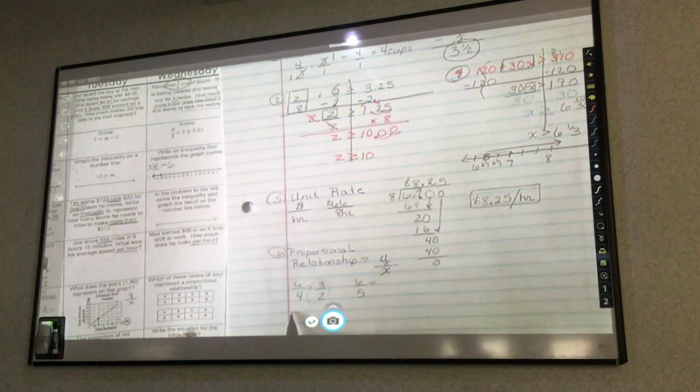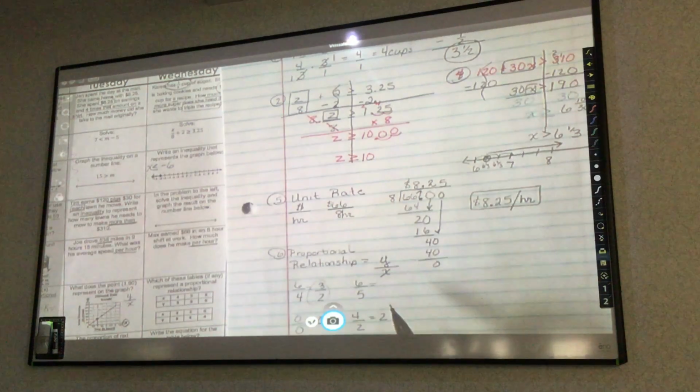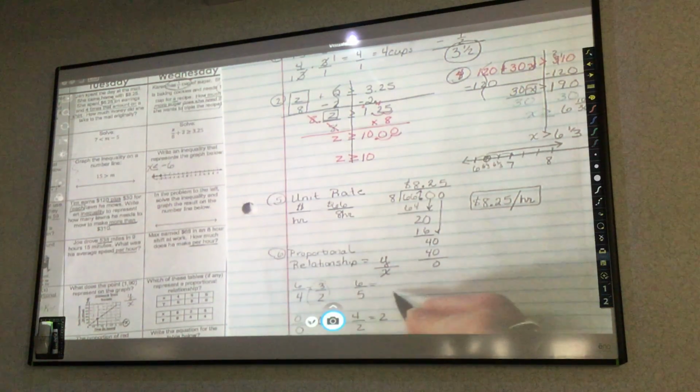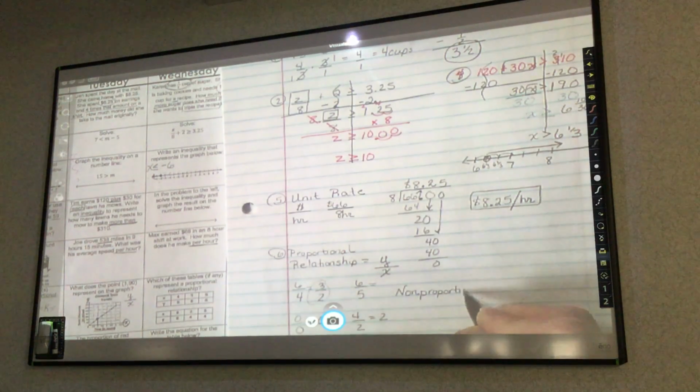My second chart would be 0 over 0, which is 0. Then I would have 4 over 2, which is 2. Do these equal each other? So do we have any proportional relationships? No. So we're going to say non-proportional.